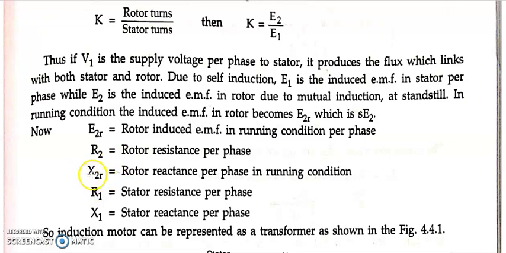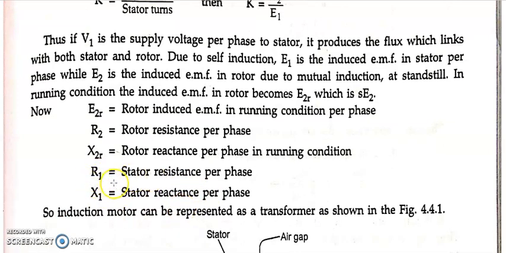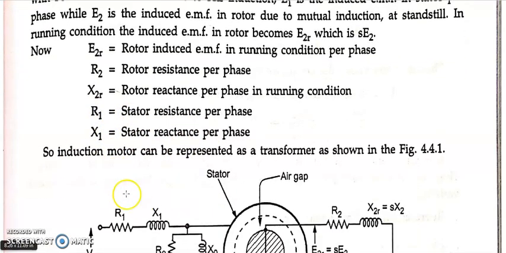Okay, the reactance in the rotor will always change depending upon the slip condition. Rotor reactance per phase in the running condition, and R1 be the stator resistance per phase, and X1 is the stator reactance per phase, and that remains constant in the stator part.